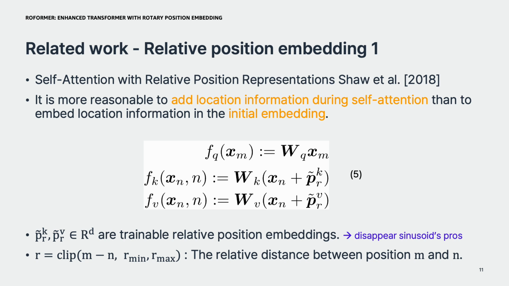In terms of the formula, Shaw defined the relative position vector as a learnable parameter. They also use clipping to address the problem of having a restricted maximum sequence length. However, since the sinusoid form was removed, it is unclear whether this method can still implicitly handle infinite length sequences. The key contribution of this approach is the argument that it is more reasonable to incorporate positional information within the self-attention mechanism itself, rather than embedding it only at the initial embedding stage.